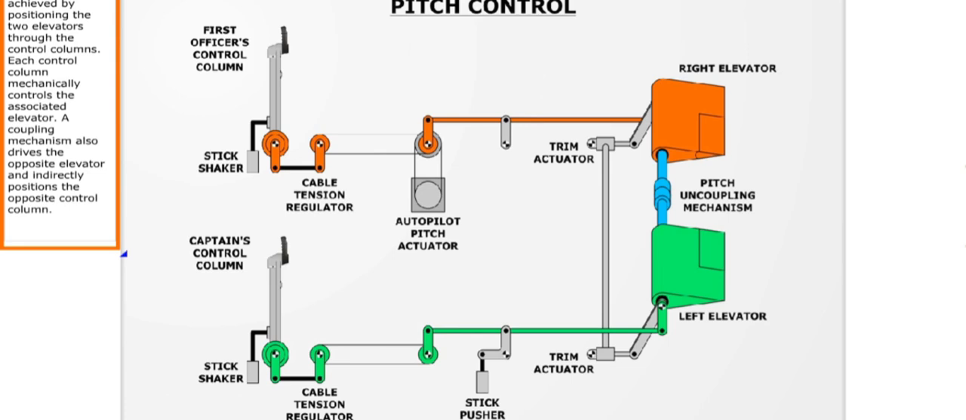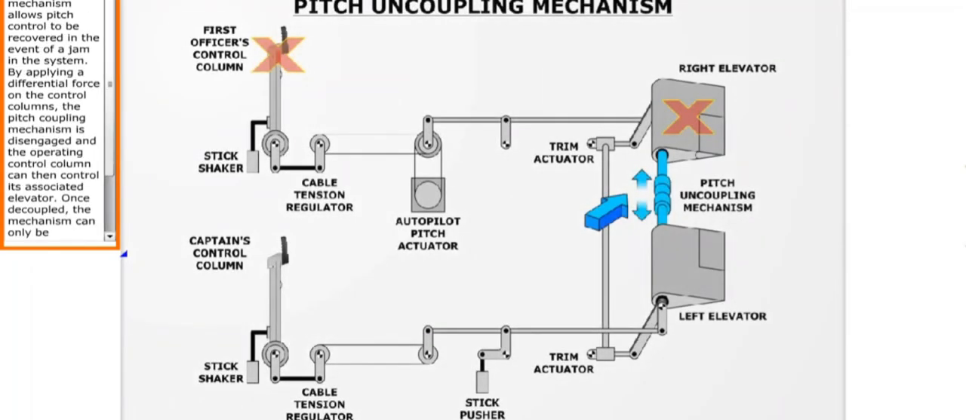A coupling mechanism also drives the opposite elevator and indirectly positions the opposite control column. The coupling mechanism allows pitch control to be recovered in the event of a jam in the system. By applying a differential force on the control columns, the pitch coupling mechanism is disengaged and the operating control column can then control its associated elevator. Once decoupled, the mechanism can only be recoupled when the aircraft is on the ground.